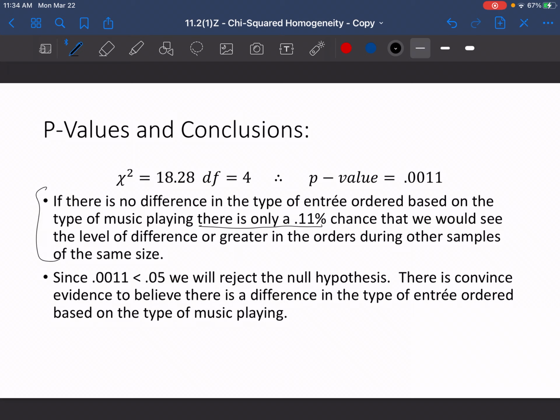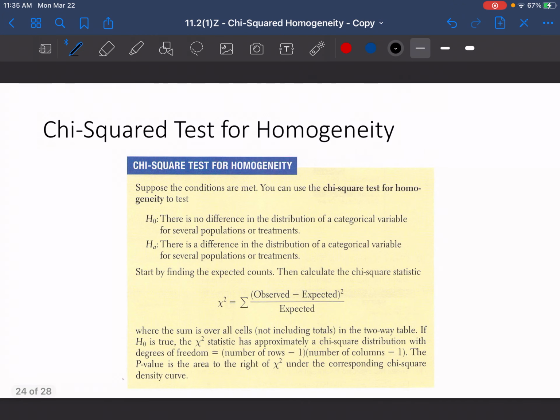So again, this is an interpretation of the p-value. If they ask you to interpret the p-value, you say, if the null hypothesis were true, there is a p-value percent chance that we would see what we see in the sample. And if we're asked to just conclude our problem at the end of the 4-step process, we would compare our p-value with our significance level. Since that p-value is less than our significance level, we reject the null hypothesis and say that there's convincing evidence to believe whatever the alternate is in that case. So again, a couple things to note for chi-squared tests for homogeneity.